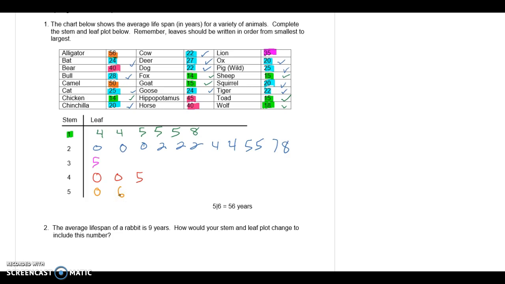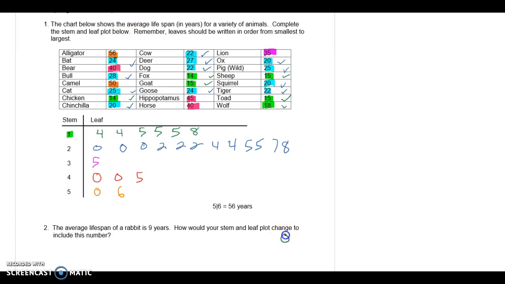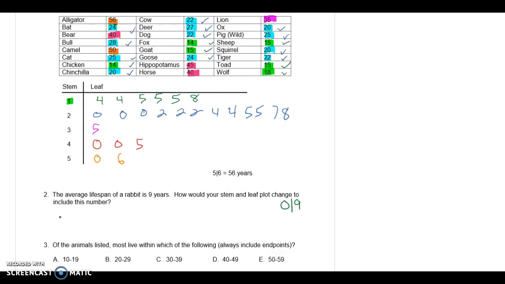Now, since the average lifespan of a rabbit is 9 years, how would your stem and leaf plot change to include this? So 9 years would look like this, a 0 and a 9. So we would have to add a stem of 0 with a leaf of 9.